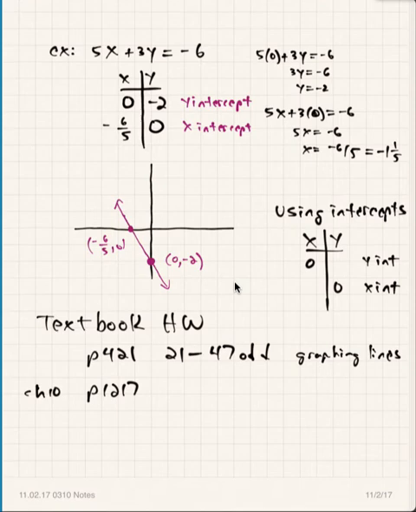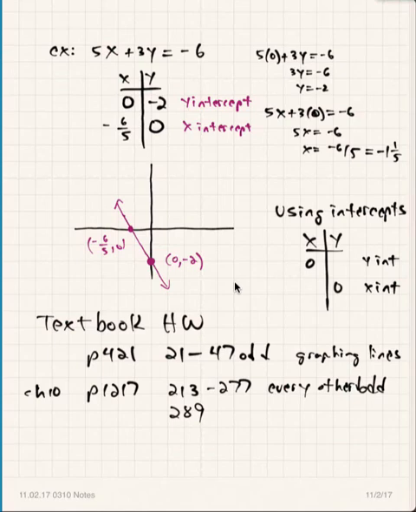And really, I would think problems 213 through 277, every other odd, would probably be okay. Every other odd, and that would give you some good practice. And then number 289, which is a word problem, which would be a good one to work. And like I said, I'm not going to be doing a lot with word problems, but that word problem's a lot like the one we did in class today.